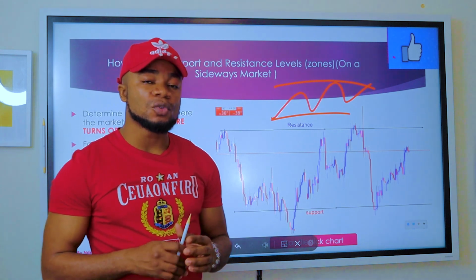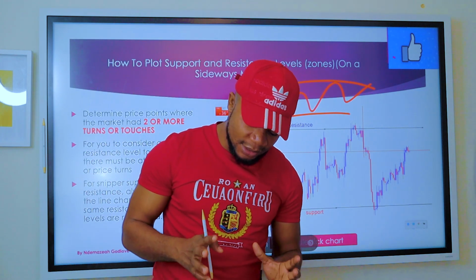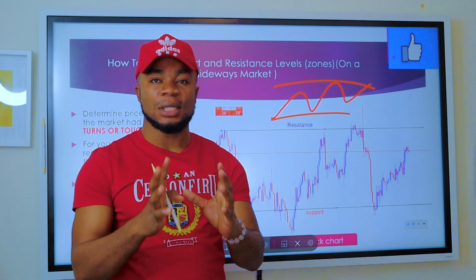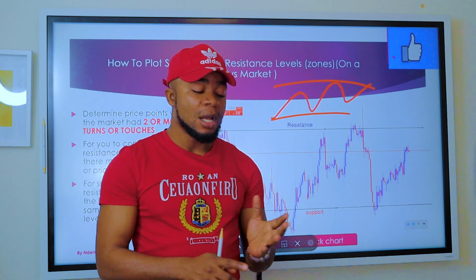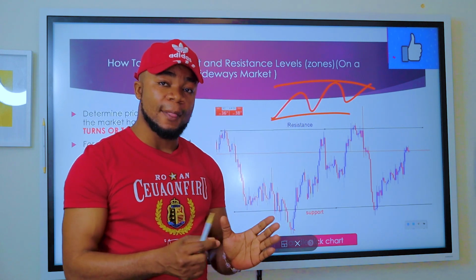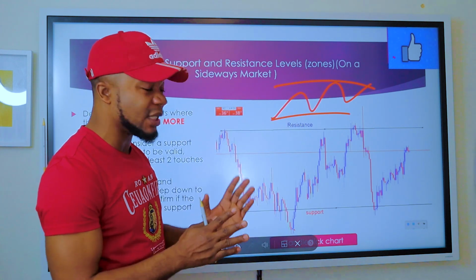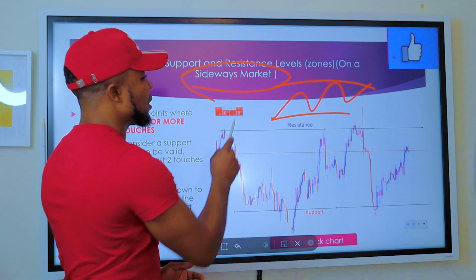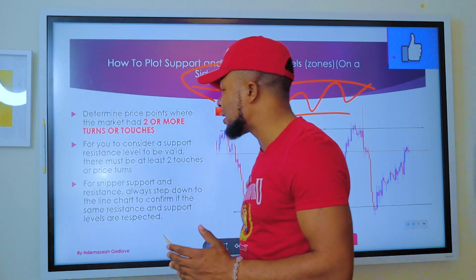So when it comes to plotting support and resistance, or trading support and resistance, you have to be able to differentiate. Are you trading it on a sideways market, or are you trading it on a trending market? I'm going to show you all the differences. So let's start with the sideways market. Trading support and resistance on the sideways market.